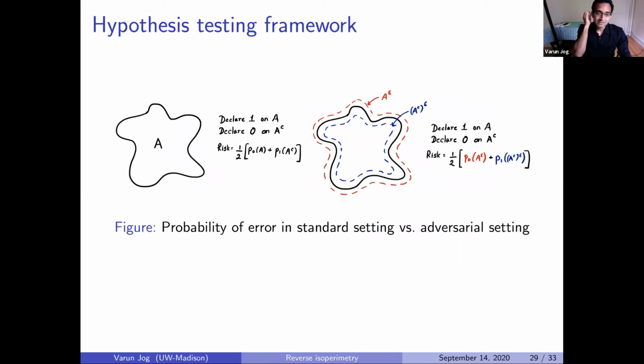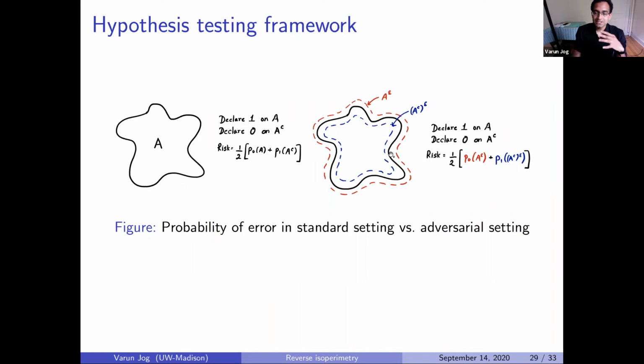Let's say you have only two categories, class 0 and class 1, and you're just giving an answer whether the sample that you've seen lies in class 1 or class 0. So what we want to output is some set A, where if the sample that you observe happens to lie in A, then we declare class 1. Otherwise, we declare class 0. This is the really classical hypothesis testing setting. And in this setting, the risk is given by half of, let's say the probability distributions are P0 and P1, and each class is equally likely, then this is what the risk is given by for a particular set A.